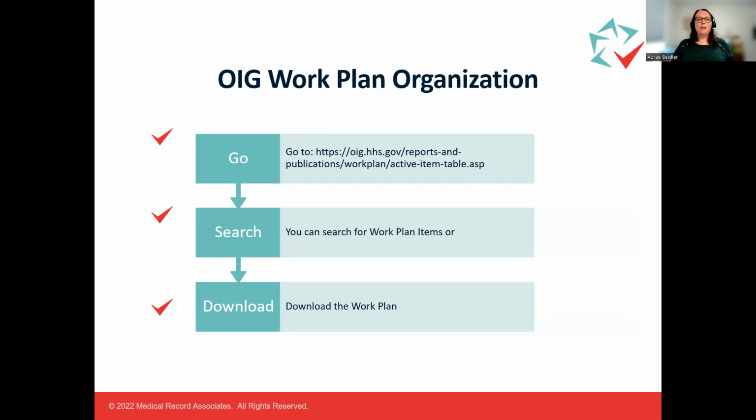So we'll take a look at the report and I'll show you where it's at so you can see how that works. So if you go to, you can just Google it too, OIG, HHS, and then find the work plan under reports and publications, and then the active items. You can search for work plan items, or you can download the report and manipulate it yourself. So let me show you that. So I'm going to actually show you where to go and how to download that.